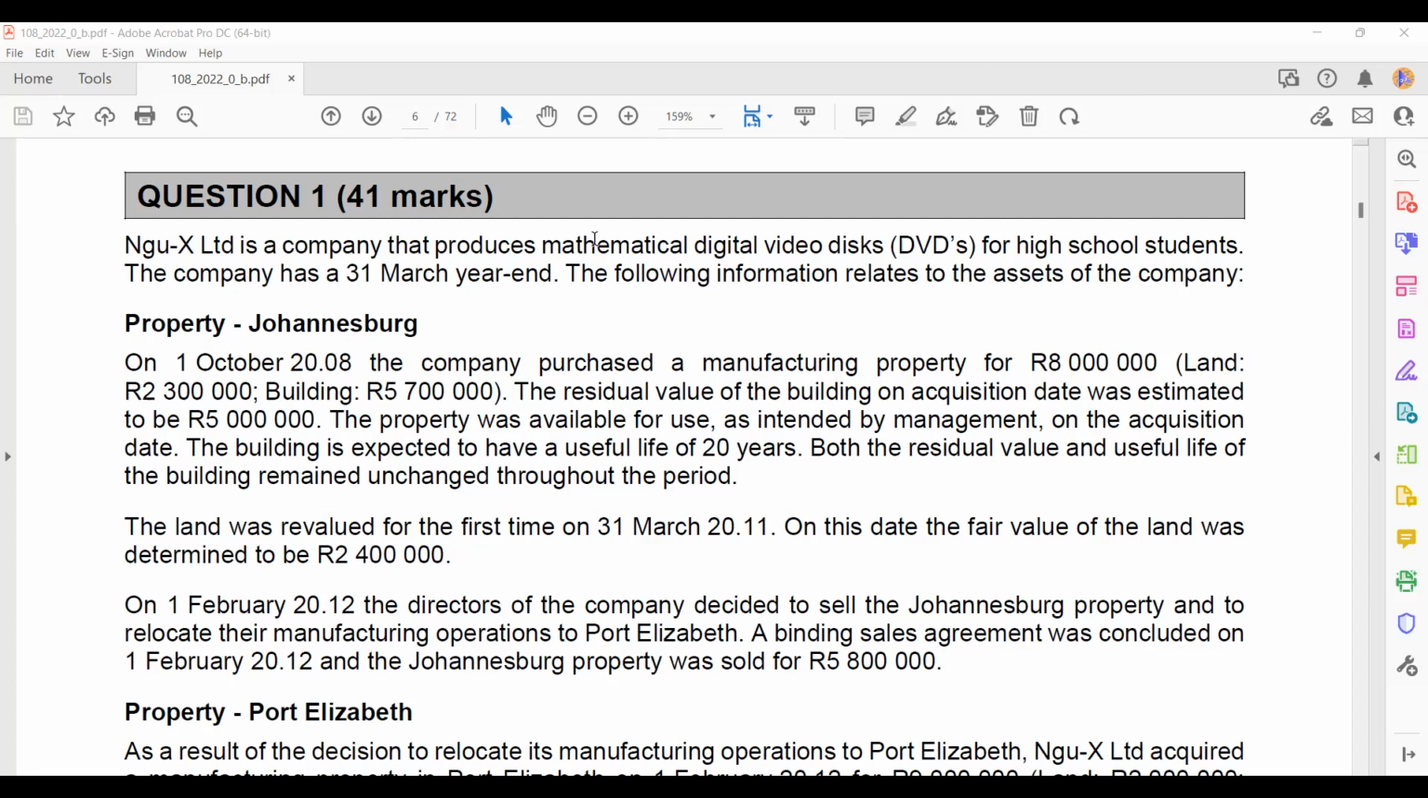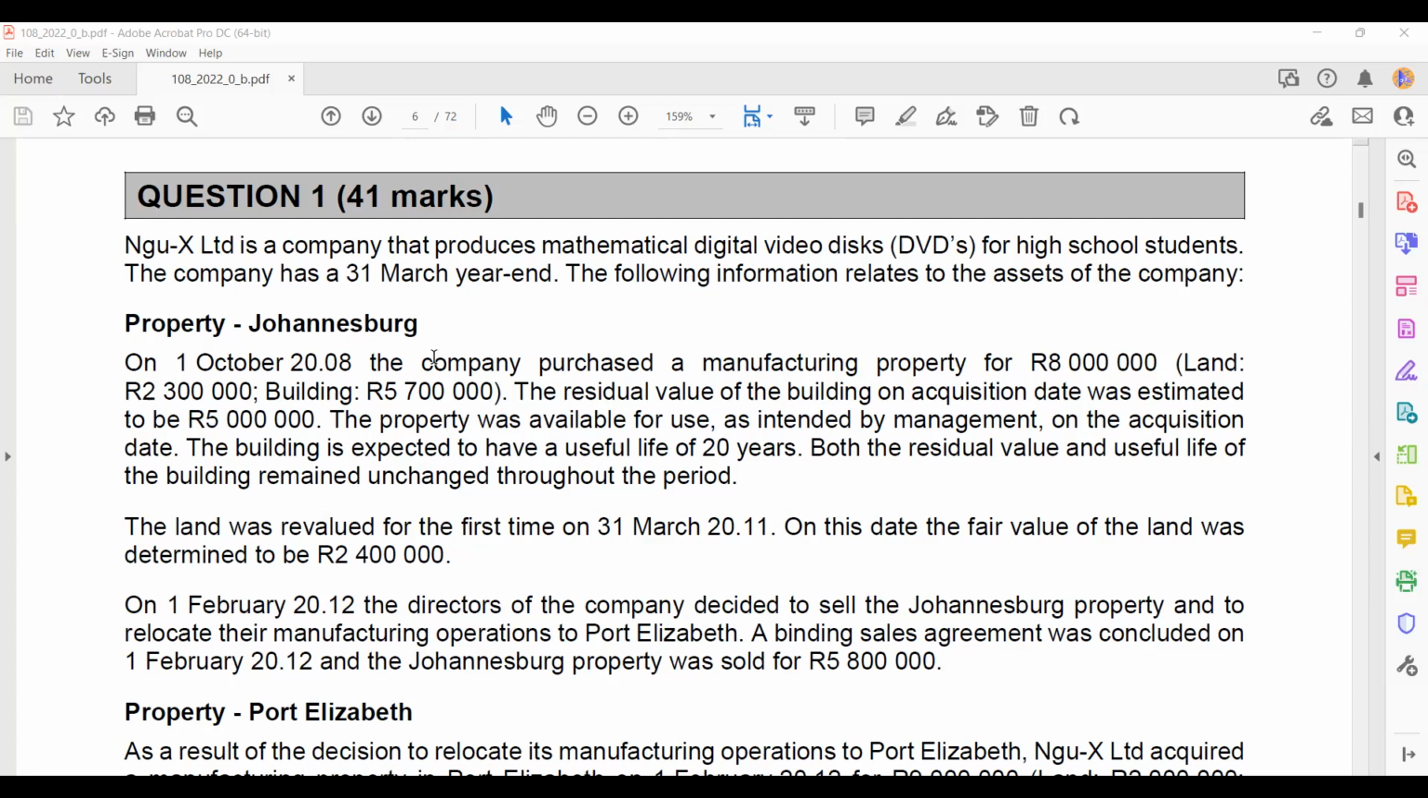Okay, so what's important over here, we can see we have a property. The property is split into two parts, land and buildings. From an accounting perspective, land is not depreciated, whereas buildings is. They're telling us that the property was available for use on the date of acquisition. That means it is from that date that we can start depreciating. So remember, when it comes to PPE, we start depreciating from the date it was ready or available for use.